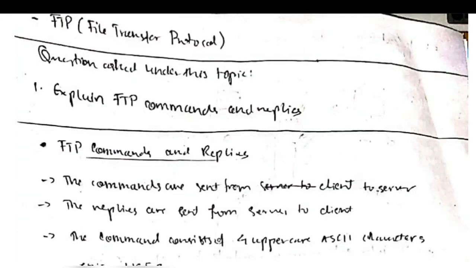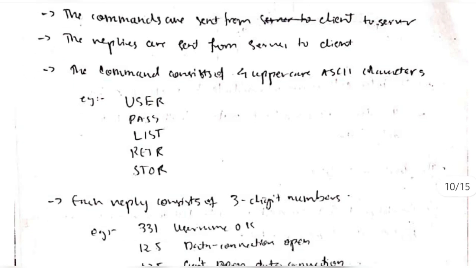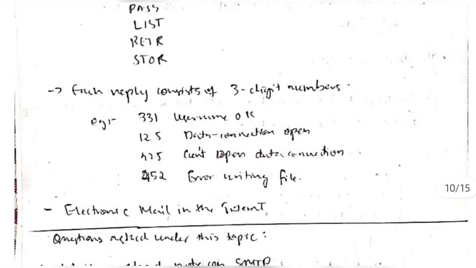Next one is the file transfer protocol. In FTP we have a question from the previous year, which is: explain the FTP commands and replies. In FTP we get the files from the server to our computer. These are the codes which we use. The commands are sent from the client to the server, and the server will send the replies along with the information. The command format is 4 uppercase letters, like USER, PASS, LIST, RETR, STOR, and the reply will have 3-digit numbers, with different codes having different numbers.